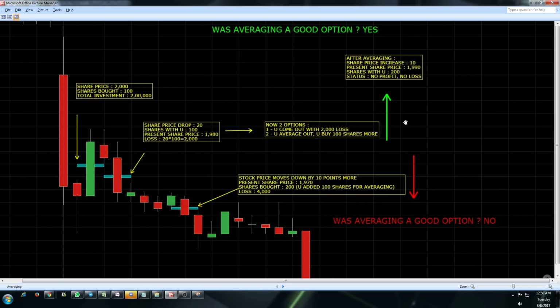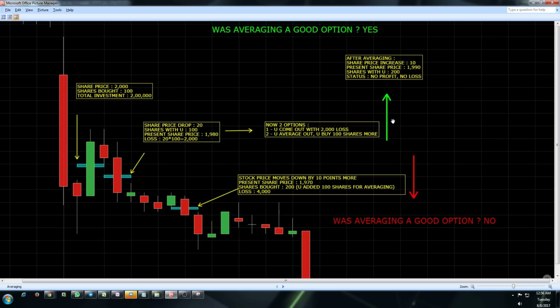So what will be our position? We will be in a position wherein we are cost to cost right now. We are neither in profit nor in loss. The only thing that we'll be paying right now is the brokerage charge. This is a scenario wherein you average out and then the stock price starts moving in your direction.